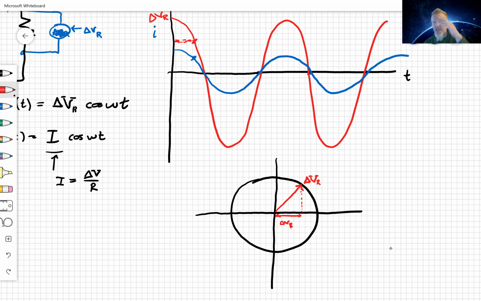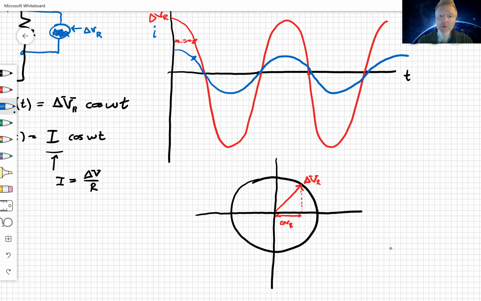The peak doesn't change. It's the size of the radius. The tip of it goes all the way around the circle. So the peak voltage is the entire size of that arrow. But when you project it down onto the x-axis, that's the size of the instantaneous voltage occurring across the resistor at that point in time. So that's where the cosine comes in. That's delta VR. Look at the triangle. It's delta VR times cosine of theta. It's that side. Don't you love the unit circle? Well, maybe not, but maybe you will soon.